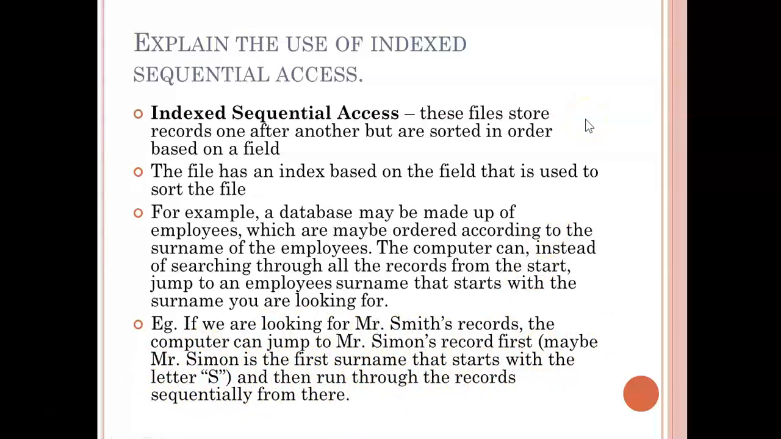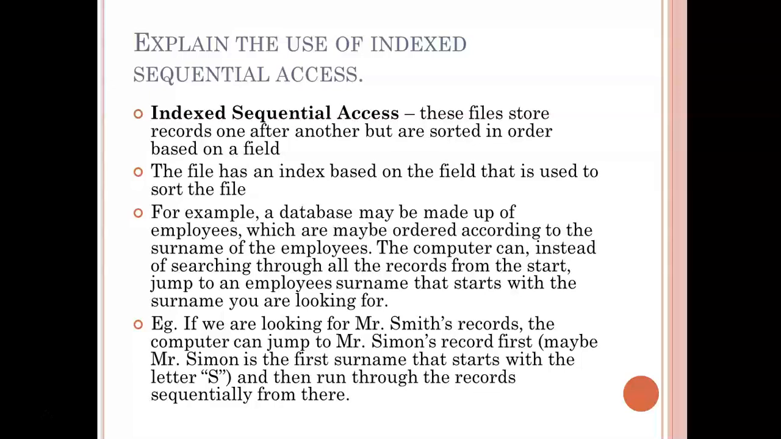So sequential access just means it goes in order. It has to go through each record one after another. But because this information is indexed, it has points that it can jump to and then start looking through the records one after another from there. So for Mr. Smith, it doesn't have to start from the person whose surname starts with A. It doesn't have to start from the beginning of the file.